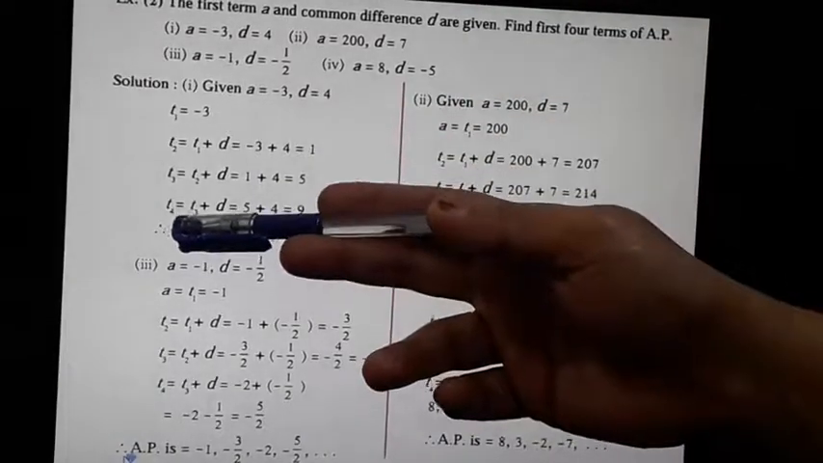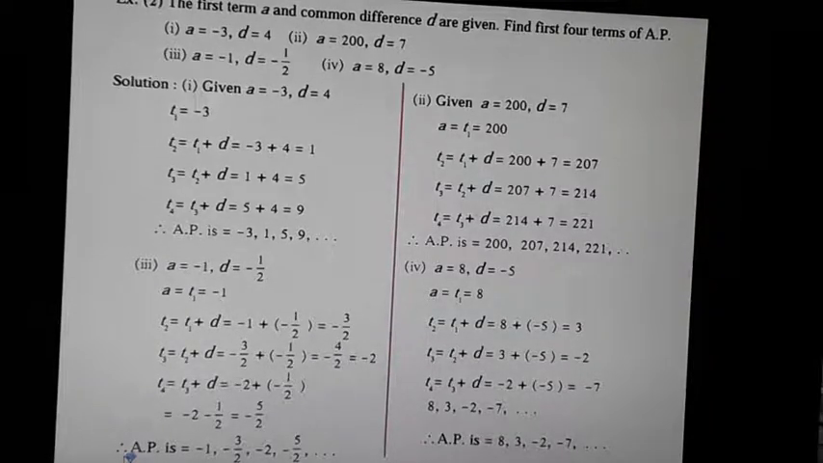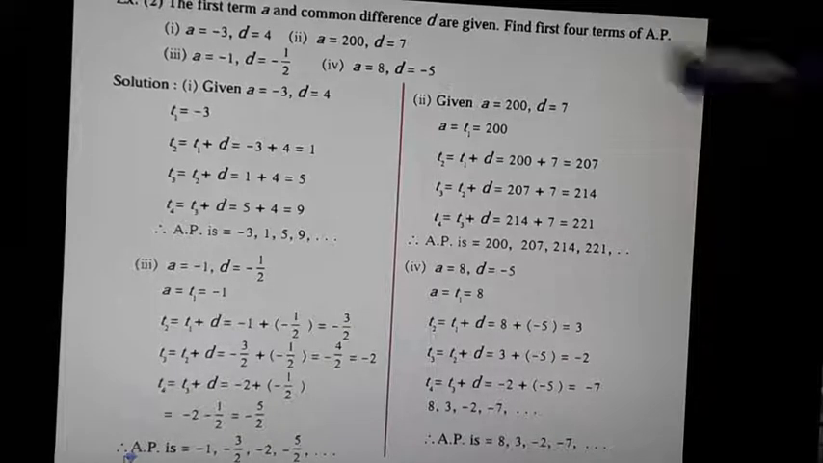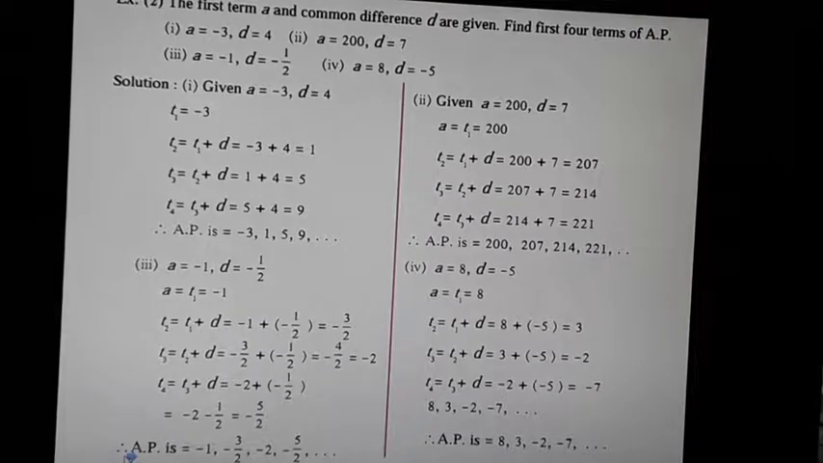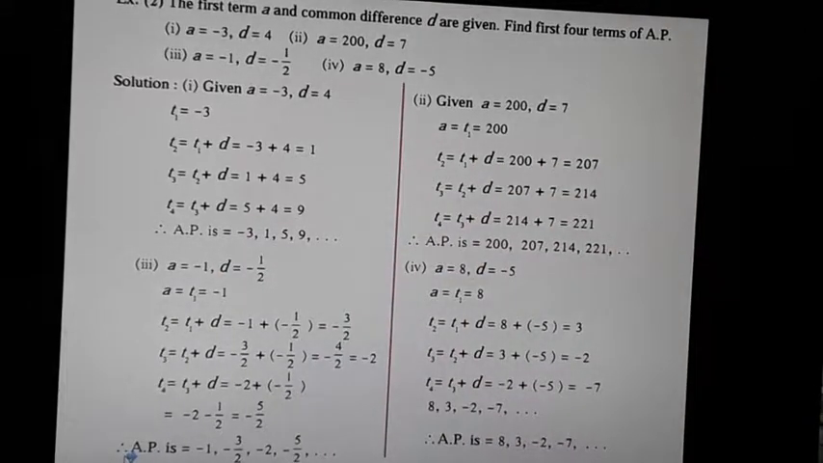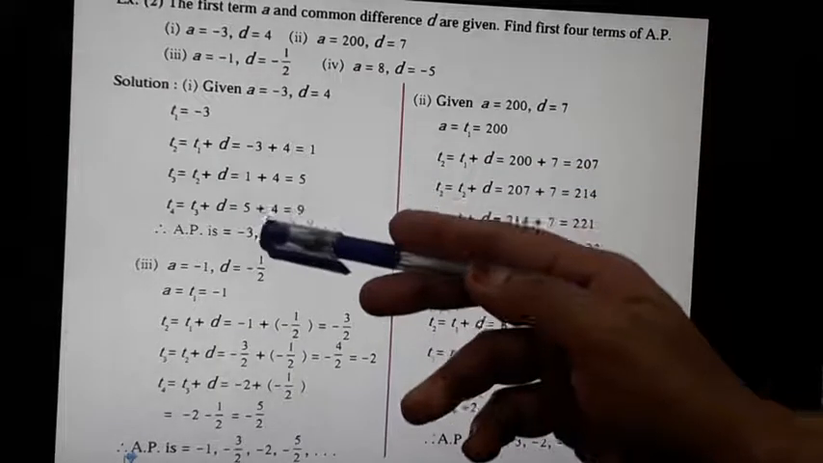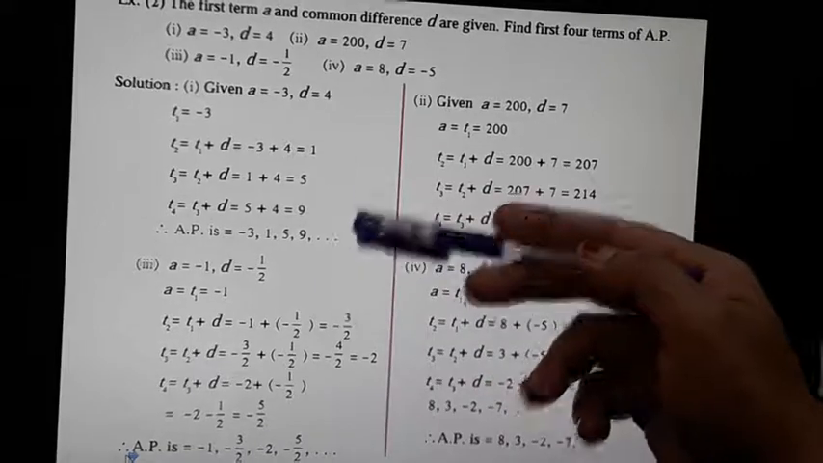Now to find T4, first four terms. Since the first four terms are given, that means you have to find till T4. If the first five terms had been asked, you would have to find till T5. But here first four terms are given, that means till T4 you have to find. So T4 you have found here. So what are the first four terms you got? Minus 3, 1, 5, 9 and so on.